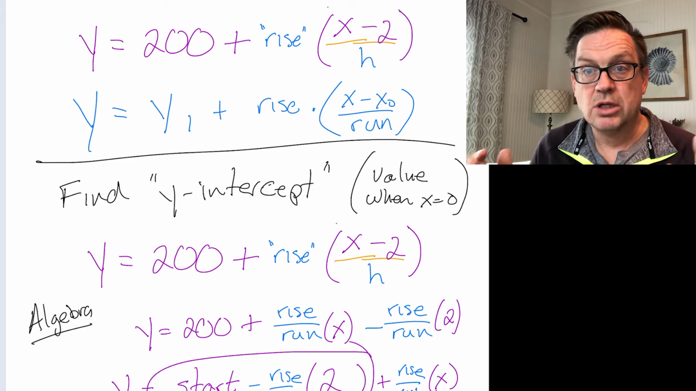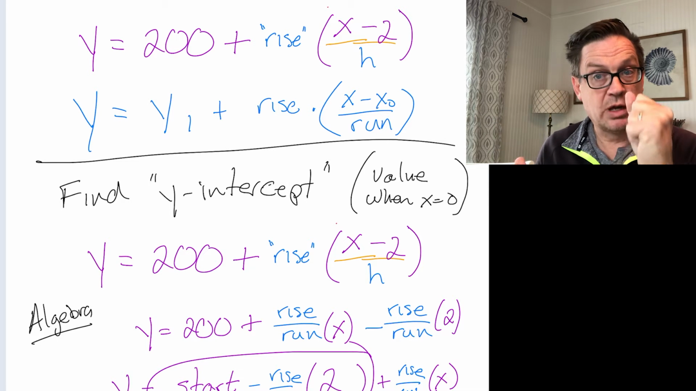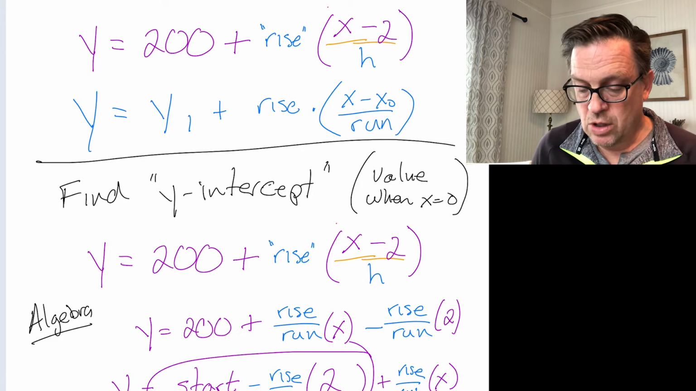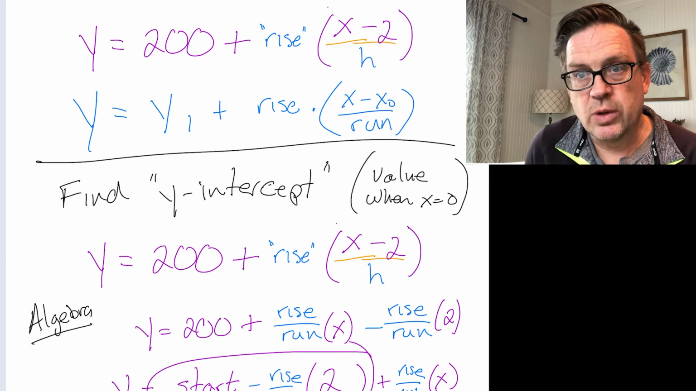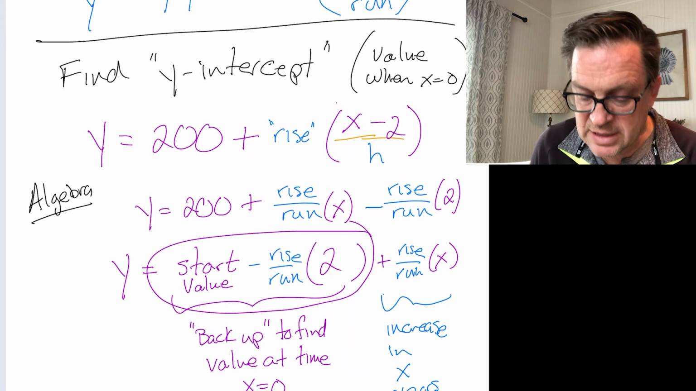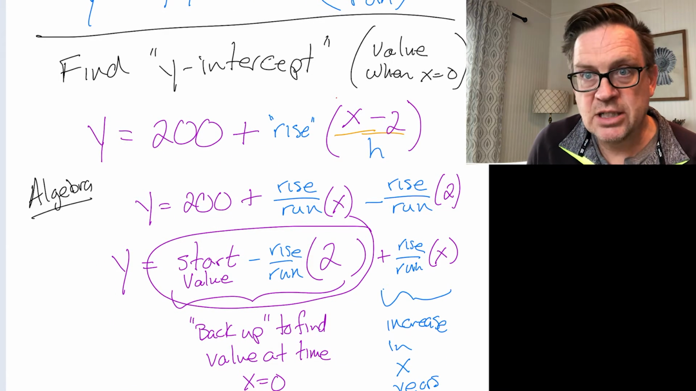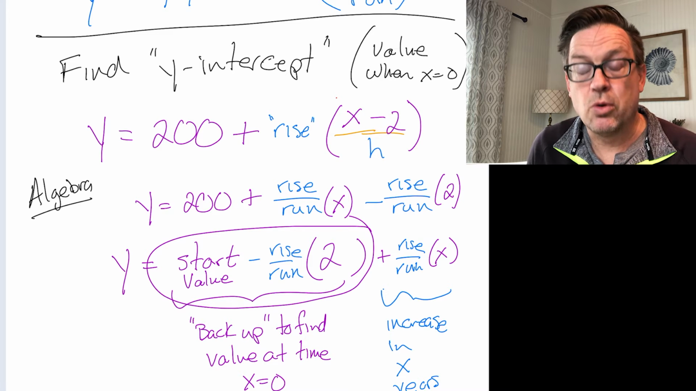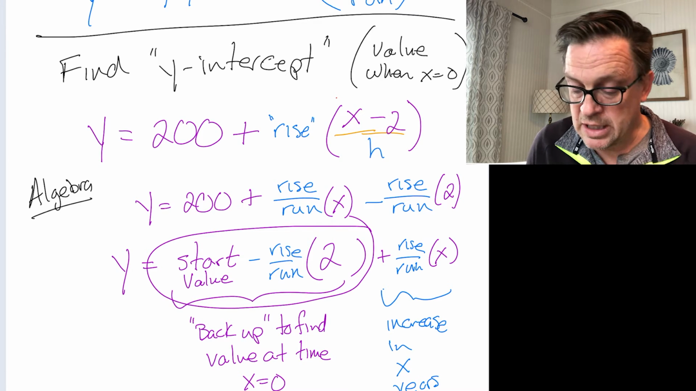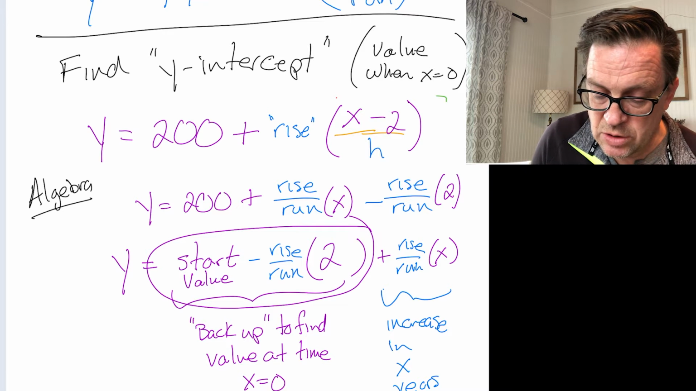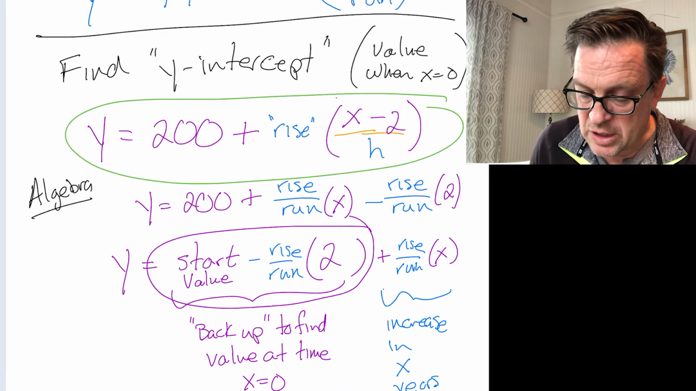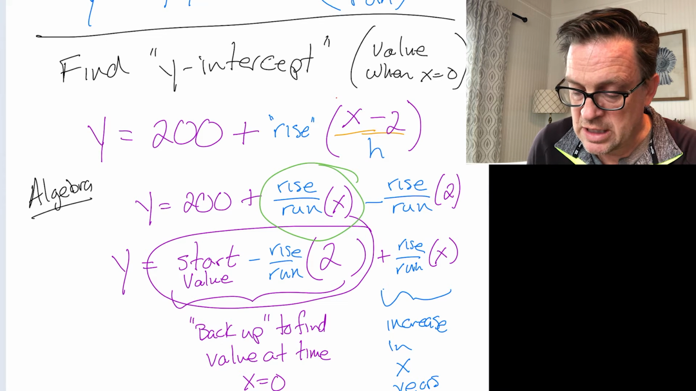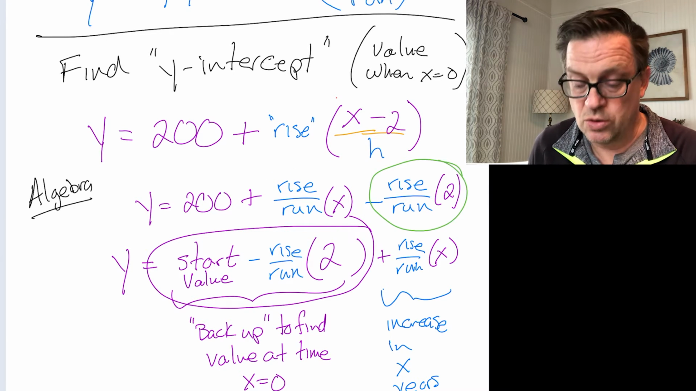I've shown you how to get the point slope formula, where you have a certain point you start at, 200, and you have a slope. Well, the y-intercept is the value when x is 0. If you look at this algebra, when you multiply out the point slope form, you distribute and you get the rise over the run times x, and the rise over the run times 2.